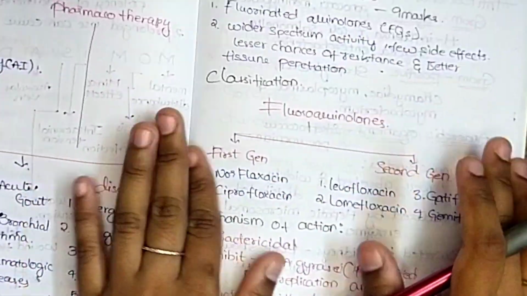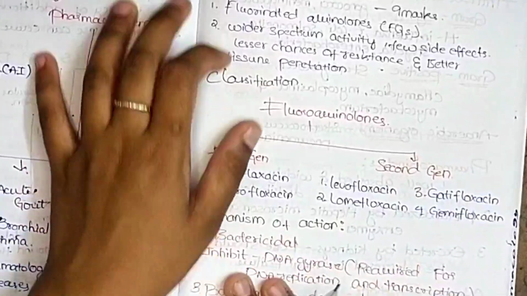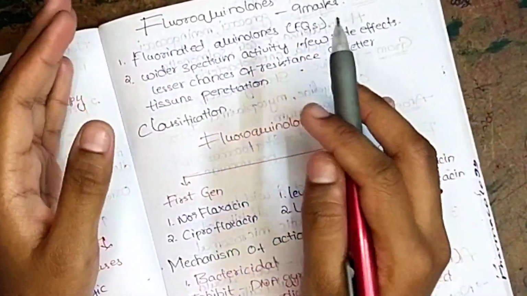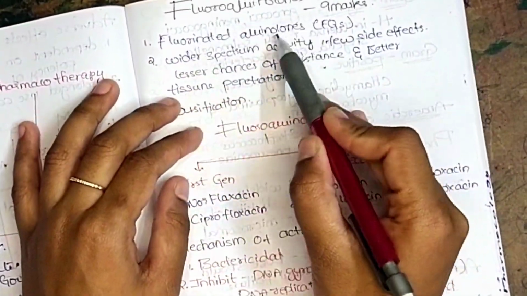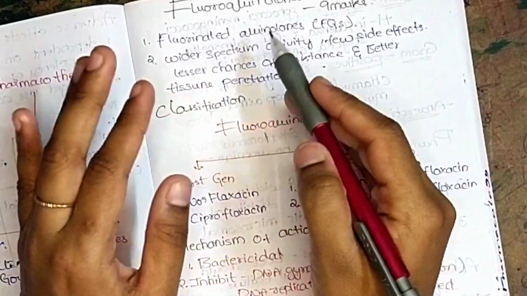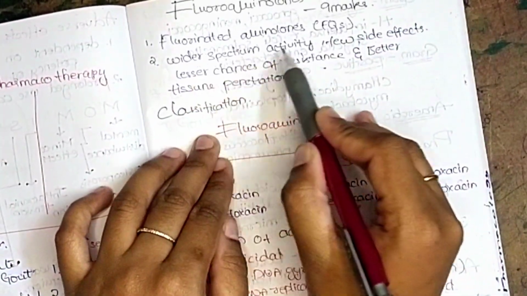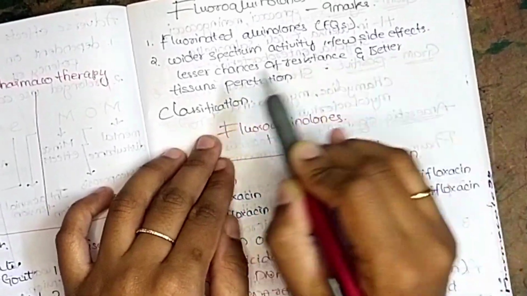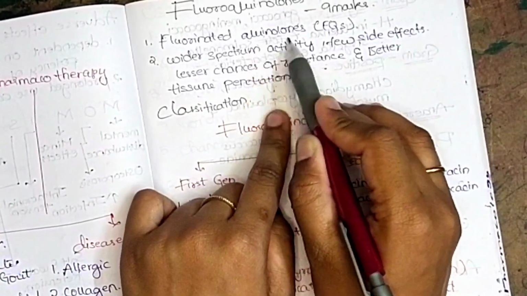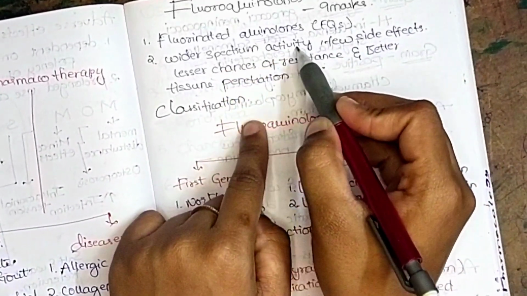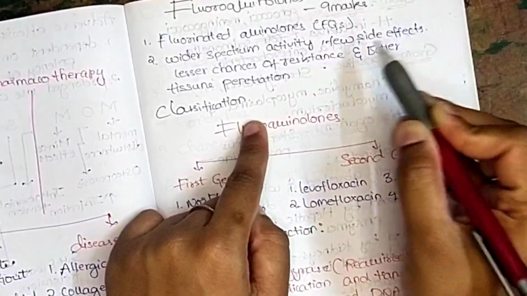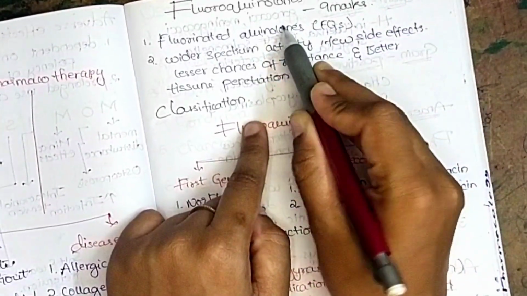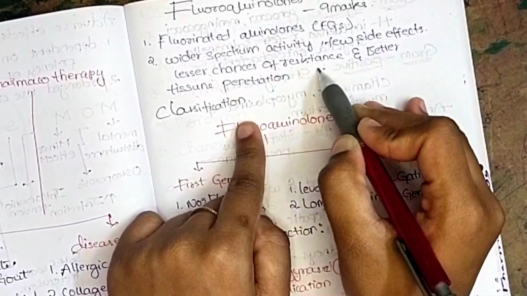In today's session we'll be learning about fluoroquinolones, which are nothing but fluorinated quinolones. They have a wide spectrum of activity, few side effects, lesser chances of resistance and better tissue penetration than the quinolones. So they can act on many bacteria, with fewer side effects than the quinolones and less chance of resistance.